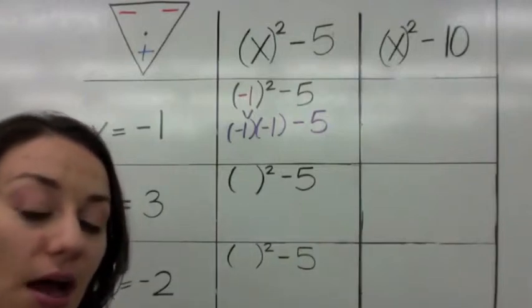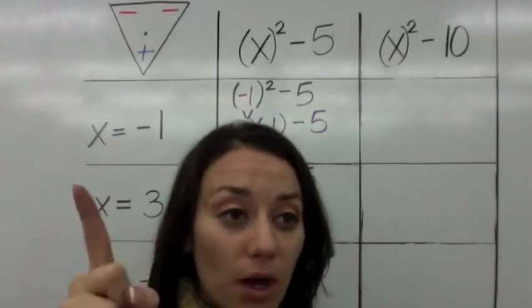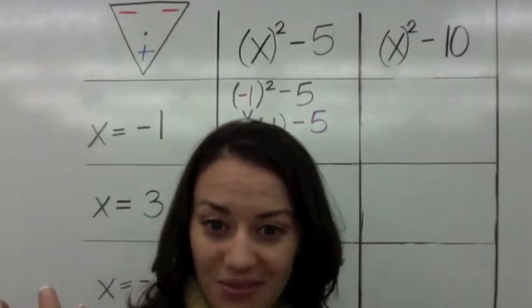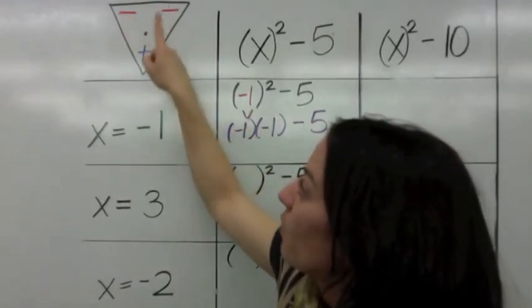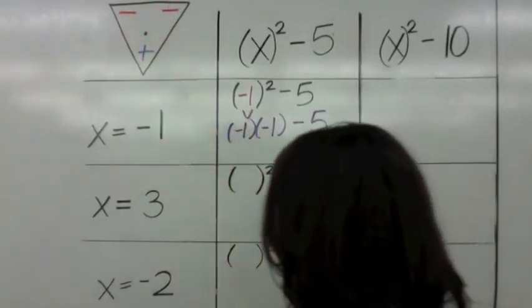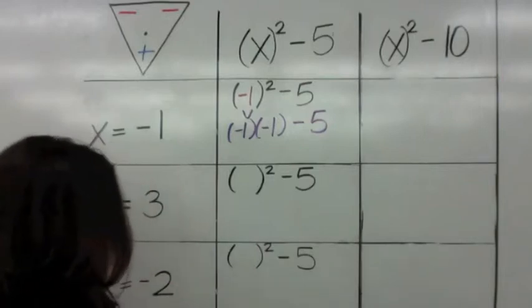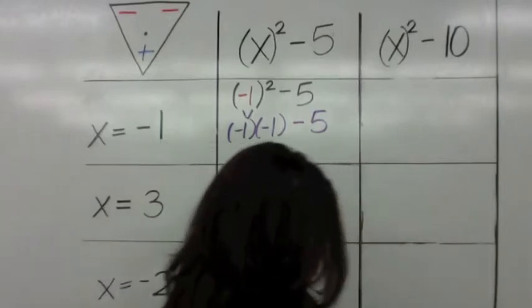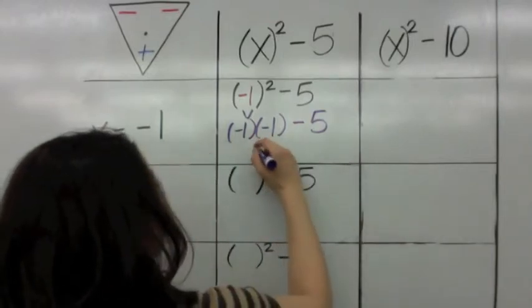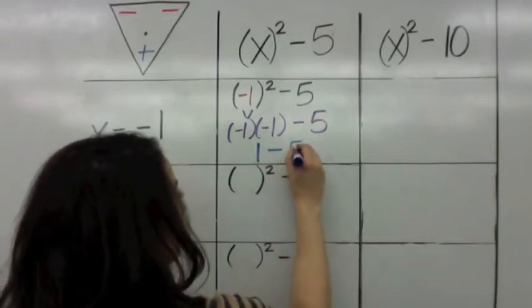Okay, now, do we all know what 1 times 1 is? If I have 1 times 1, 1 of 1 is 1, right? So what about negative 1 times negative 1? What is that? It's going to be positive 1, right? So you're going to end up getting a positive 1, then you're going to subtract 5 here.